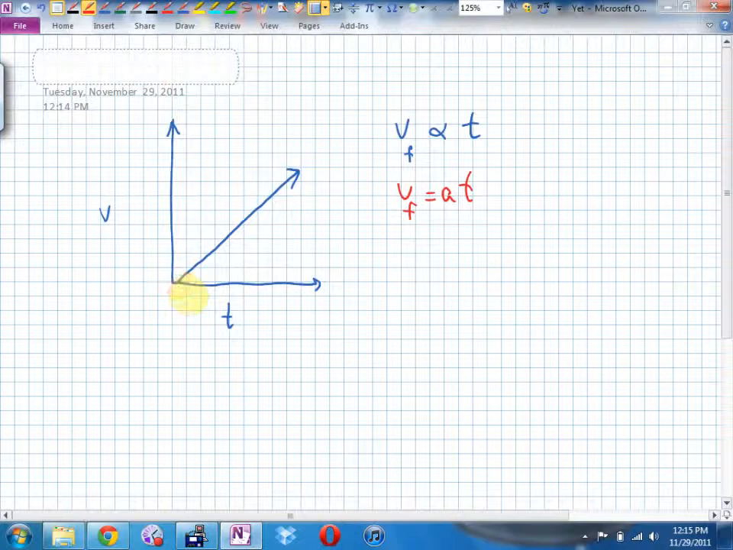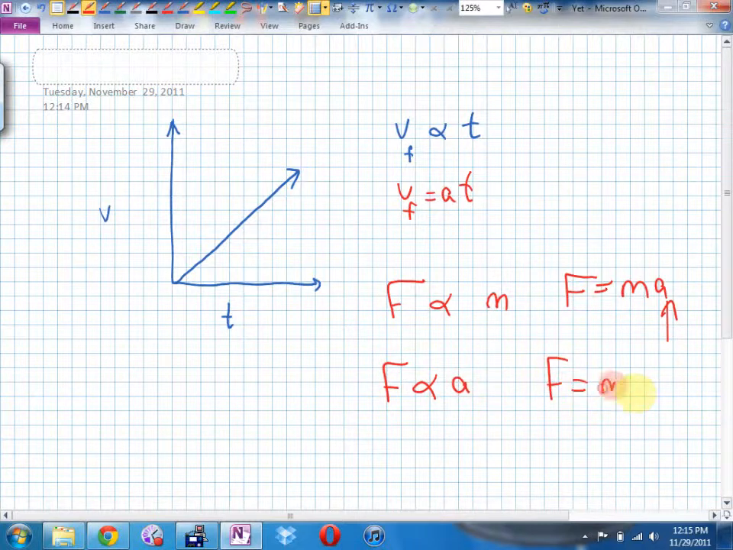Force is directly proportional to the mass. Can you complete the equation? What has F and M in it? What's the actual equation? Okay, F equals MA. A is the constant of proportionality that relates force and mass. Or you could have said force is proportional to acceleration. F equals MA. M is the constant of proportionality that relates force and acceleration. You were doing it all the time without realizing it. We just didn't call it that. We called them equations.